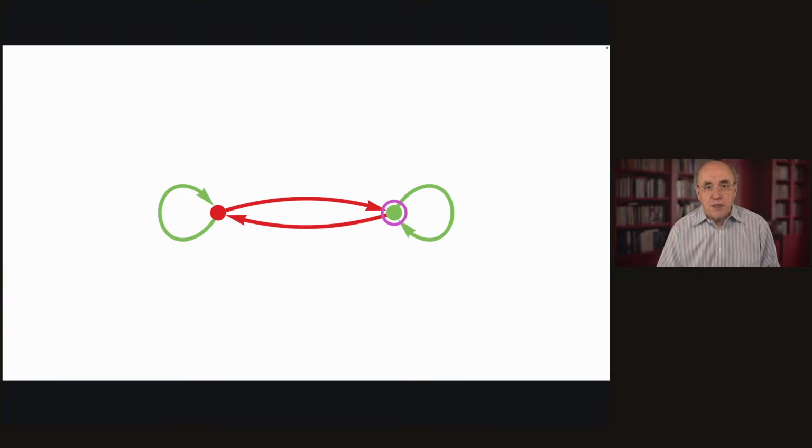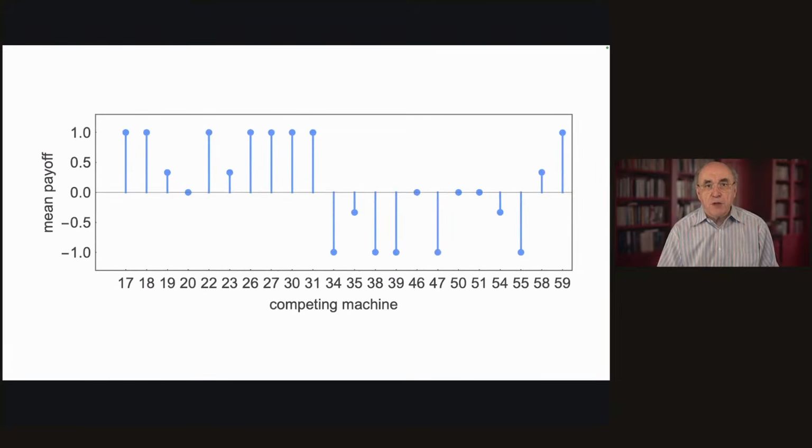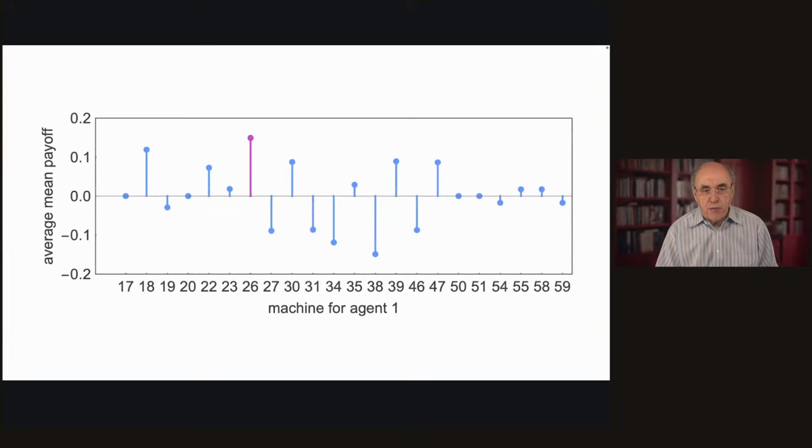So running this machine against all distinct two-state machines, we get the following mean payoffs. And this machine, as I say, has the highest average mean payoff. So we take all these mean payoffs for that machine competing against every other machine. We take the average of all of these and we ask what that is. And what we were showing is the average of all those is highest for this machine competing against all others than for any other machine competing against all others.